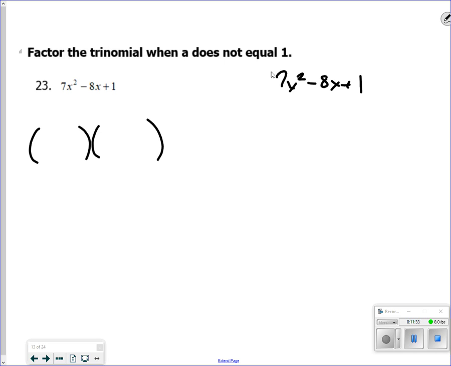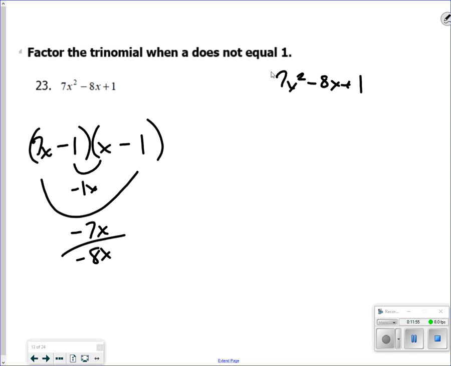I need 2 things that'll multiply to be 7x squared. So this is an absolute guess, but I'm going to say 7x times 1x. That's what goes in the front of the parentheses. Another guess. Ways to get 1: negative 1 times negative 1. Check your inner, meaning I multiply the 2 on the inside. Multiply your outer, so I multiply the 2 on the outside. If they add up to the middle, you guessed correctly. So that is one way of doing it, sheerly guessing and checking.